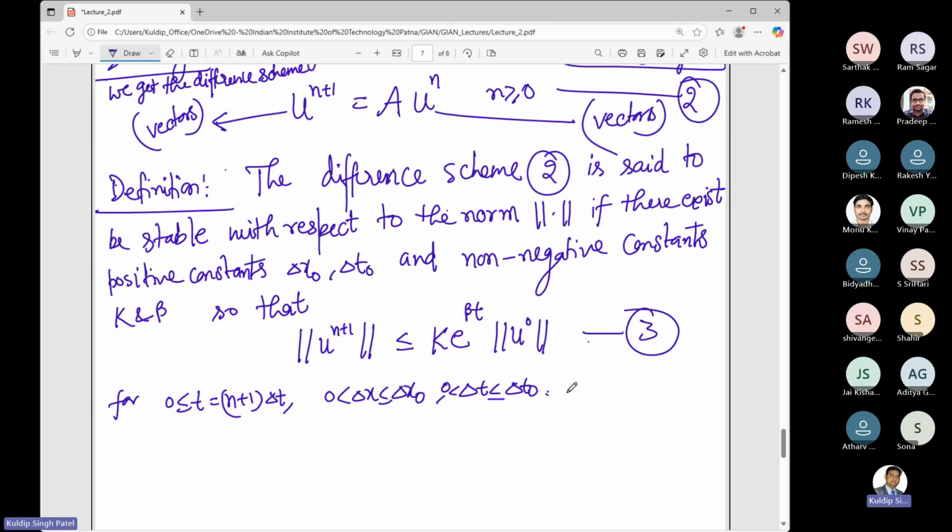Has anyone heard of von Neumann stability analysis? Which type of norm? You can define any norm, the L2 norm, or maybe simply the infinity norm. Are you aware of the L2 norm and infinity norm? You can simply take the maximum norm, the infinity norm. Not an issue.